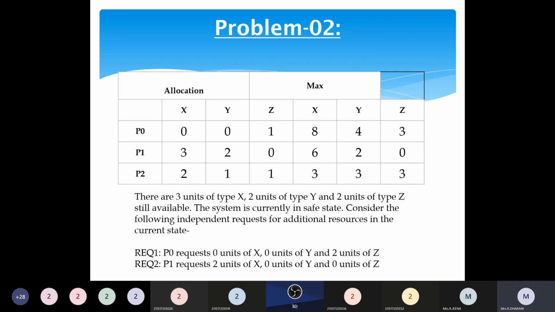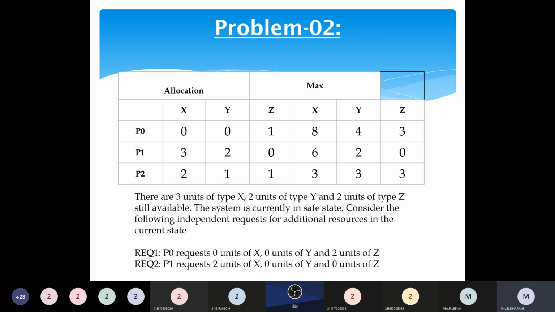So let us check by using the Banker's algorithm. Okay, first according to the question, the available X, Y, Z is 3, 2, 2. After allocating some resources of X, Y, Z, we have some balance of X, Y, Z. They are 3, 2, 2.